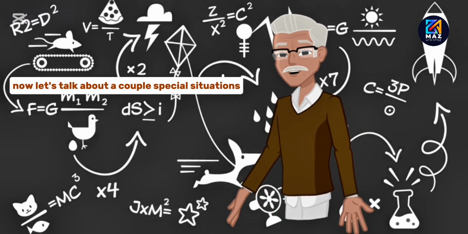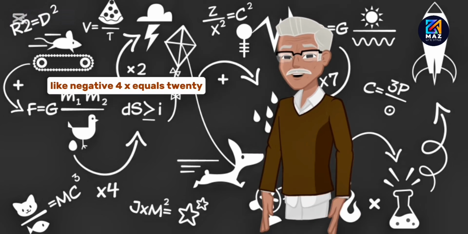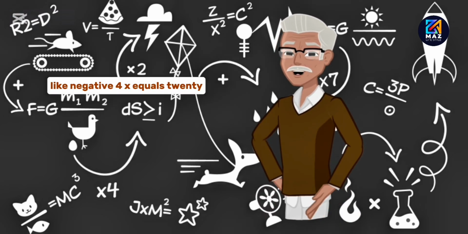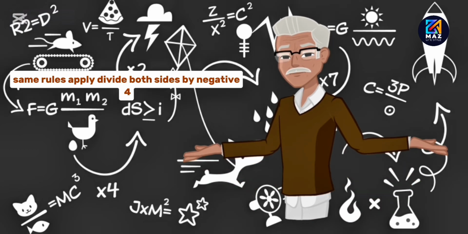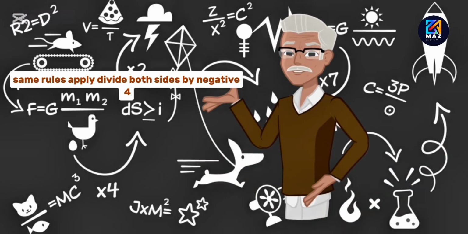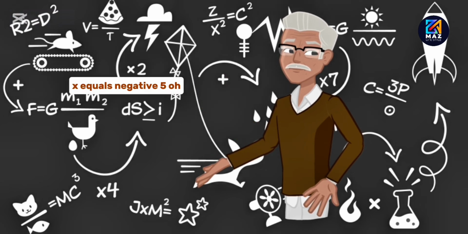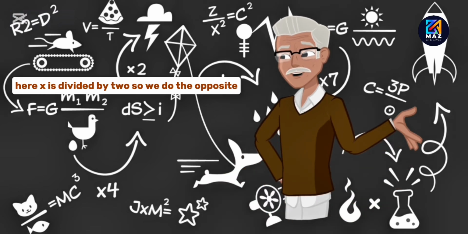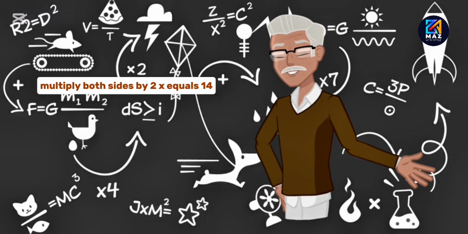Now let's talk about a couple special situations. What if the equation has a negative number, like negative 4x equals 20? Same rules apply. Divide both sides by negative 4, x equals negative 5. Or what about this one? x divided by 2 equals 7. Here, x is divided by 2. So we do the opposite. Multiply both sides by 2, x equals 14.